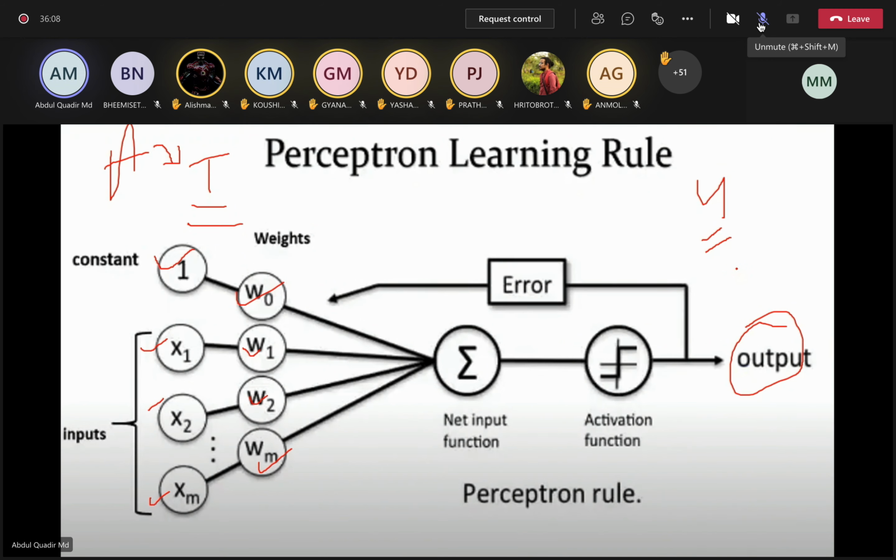Given a data set, students, you have got, for example, pass and fail. Now the output you are getting is pass. So this is the predicted value and this is the actual value. Now you are comparing these two.